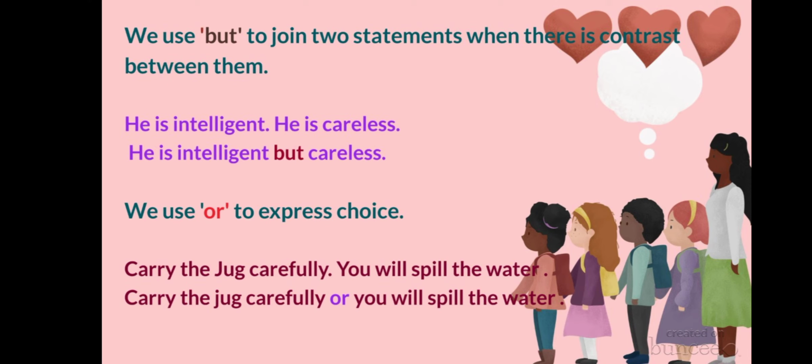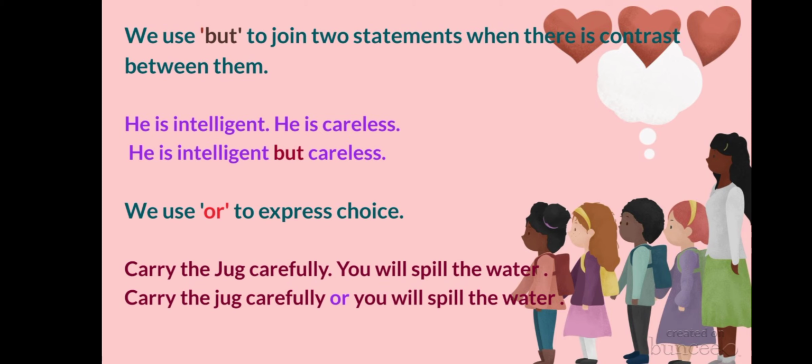Next is but. We use but to join two statements when there is contrast between them. When there are some adversities in the sentence, at that time we use but. Or we can say that when there are opposite ideas, at that time we use but. For example, he is intelligent, he is careless. We all know that intelligent is a good characteristic, but careless is not.